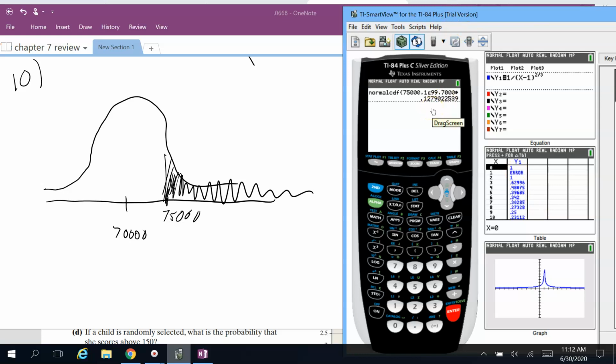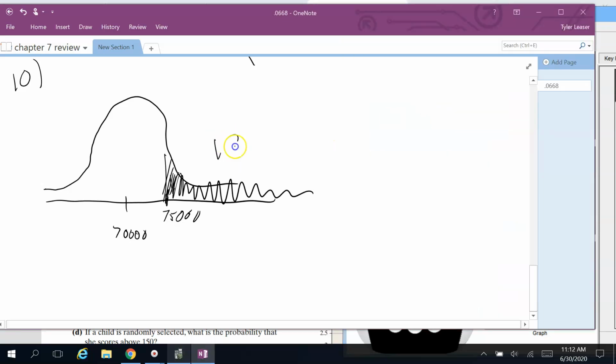So the question is, what proportion of tires lasts more than 75,000? Around 12.79%. Or most of the time they just want you to leave it as a decimal, so 0.1279. Okay, that's part A. Let's look at part B.